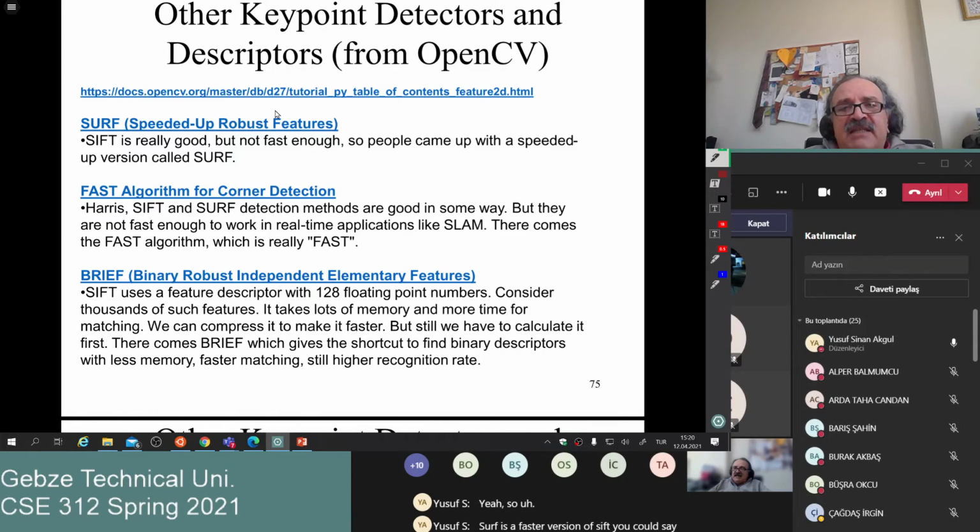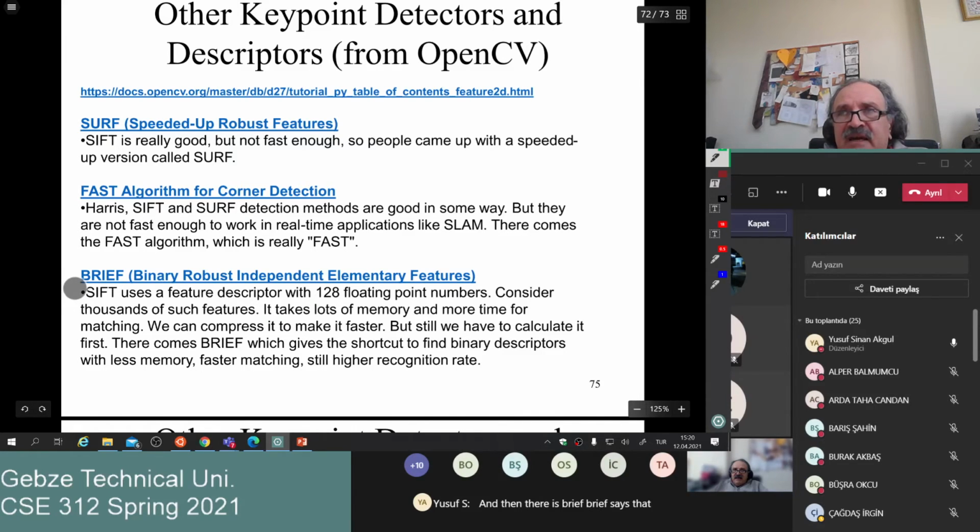And FAST is another faster algorithm. SIFT and SURF are not fast enough, especially for real-time applications. FAST is faster than both SIFT and SURF. And then there is BRIEF. BRIEF says that I will not use very large memory, or I don't need very large memory resources like SIFT and SURF.